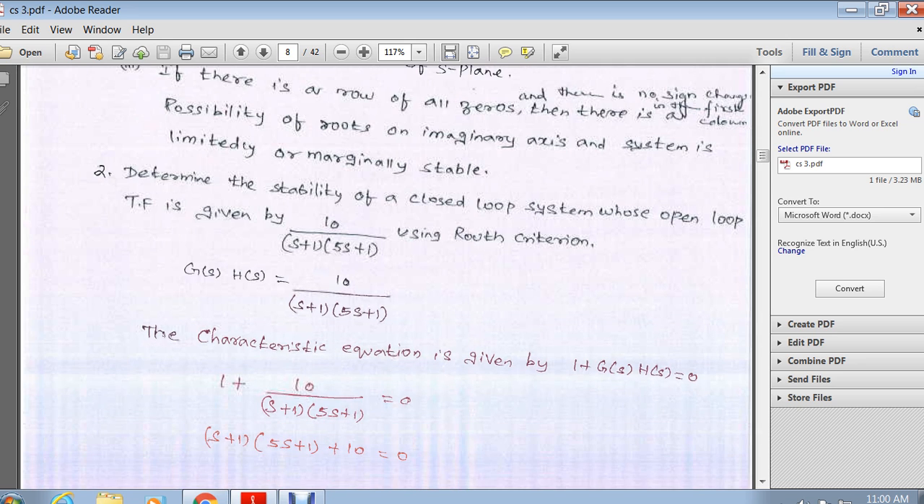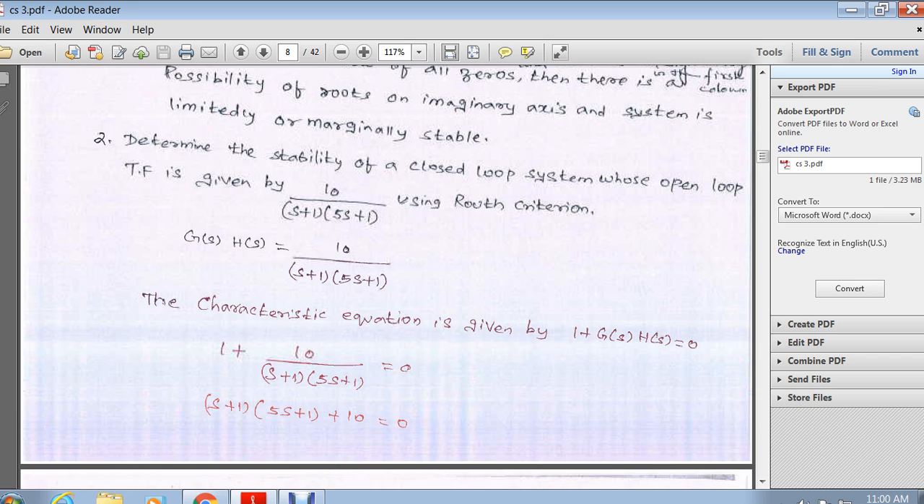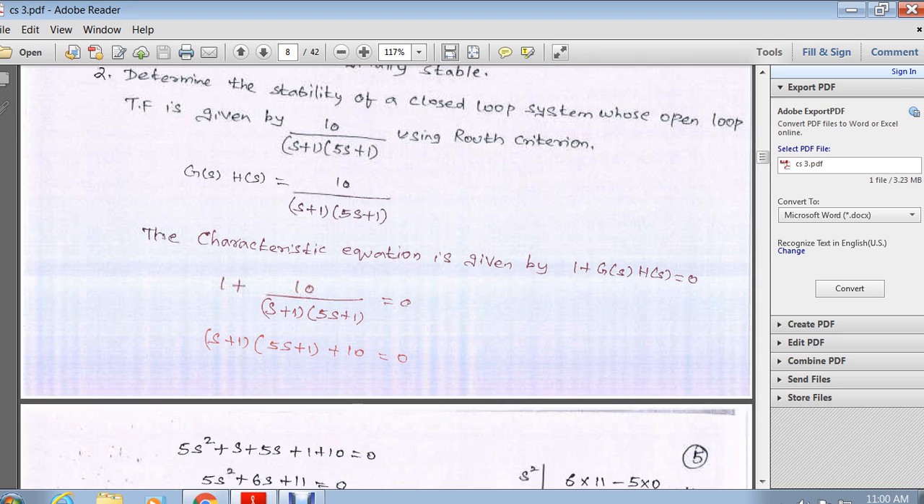Here we will see an example. Determine the stability of a closed loop system whose open loop transfer function is given by 10 by (s plus 1) into (5s plus 1), by using Routh criteria. Here they have given the open loop transfer function as G(s)H(s) equal to 10 by (s plus 1) into (5s plus 1).